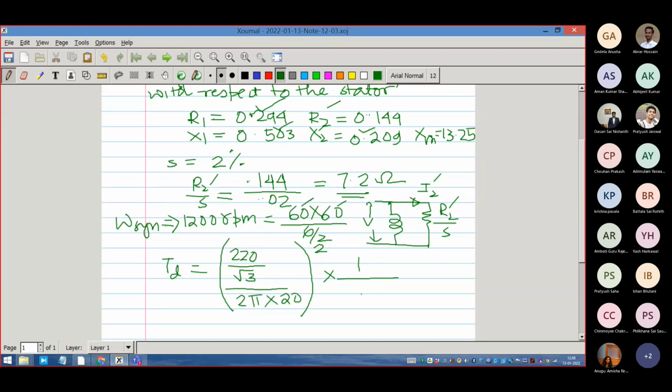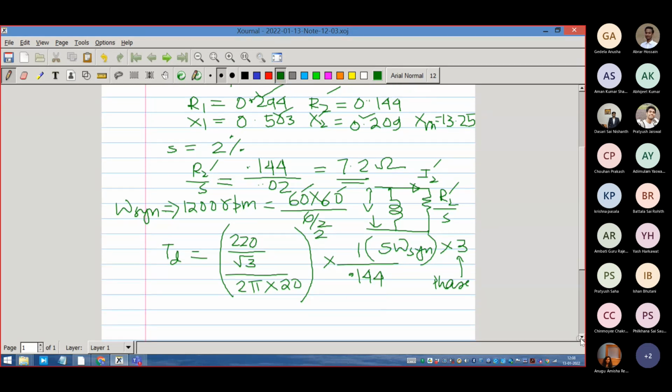R2 dash is equal to 0.144, into omega S omega sin. That is the term that is there in this expression. Why 3? Because it is a 3-phase machine. Last time I did not use 3 because I was considering per phase, but when I want to know the total torque of the machine, I should use the number of phases. So this is the expression of the torque.